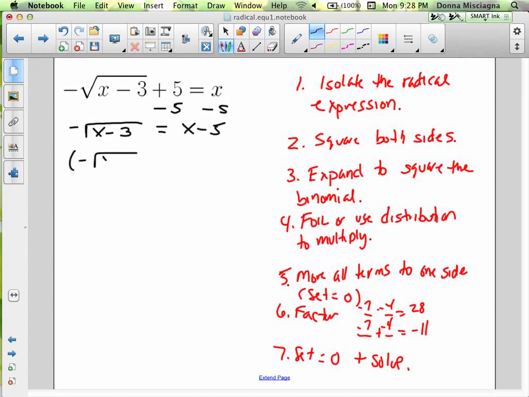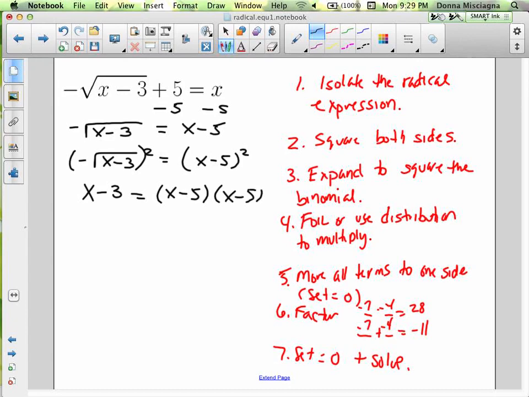So we have negative square root of x minus 3 squared equals x minus 5 squared. See, I didn't really want a negative on the x there. All right, so if we square the negative, that becomes positive, right? So now we'll just have x minus 3, because the negative will become positive when we square it, and the square and square root will cancel. So that's just an x minus 3. Equals, right? And so now we'll square, so that's going to be x minus 5 times x minus 5.